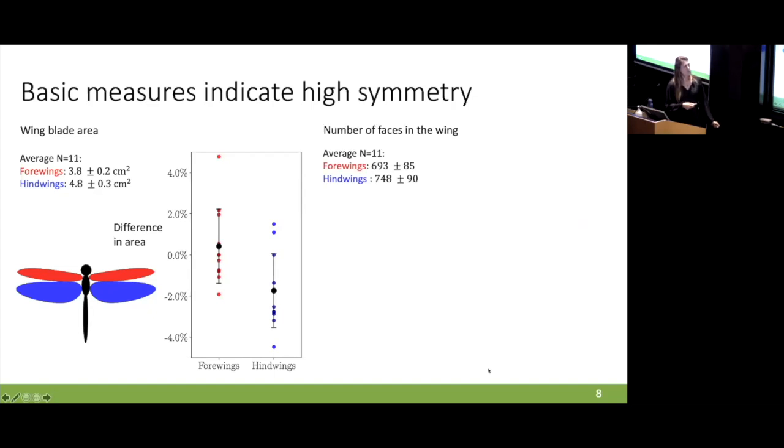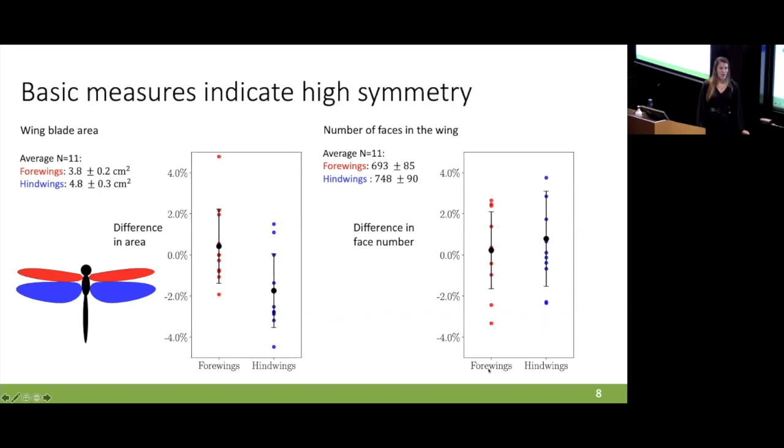The other thing that we can compare is the number of faces in the wing, and so the forewing is smaller and has fewer faces, but about 700 faces in both of these wings. And again, there's not that much of a difference. So there are differences, and this will be a problem when you're trying to match a graph of one size to a graph of a different size. But the point I'm trying to make here is that it's still pretty symmetric. So from these basic measurements, the levels of symmetry are quite high.